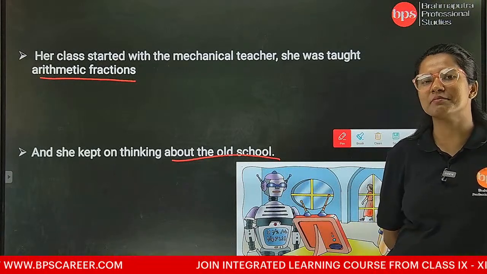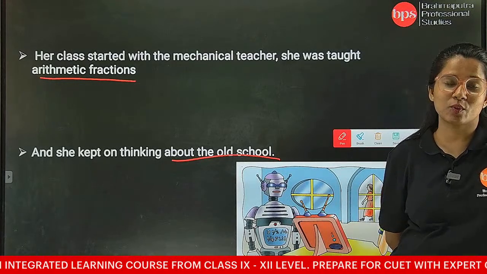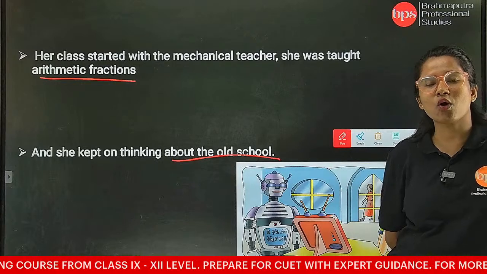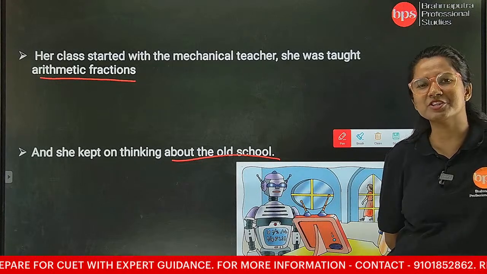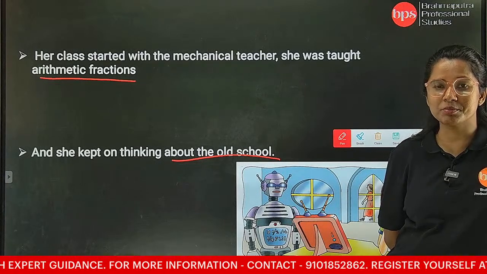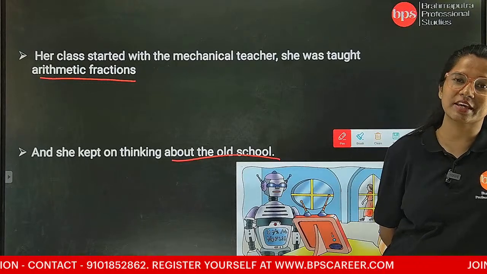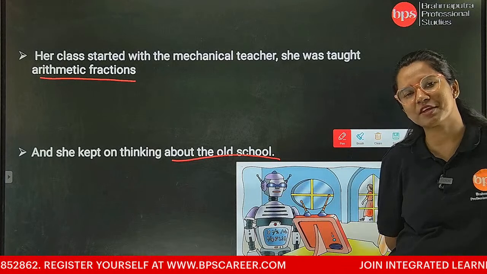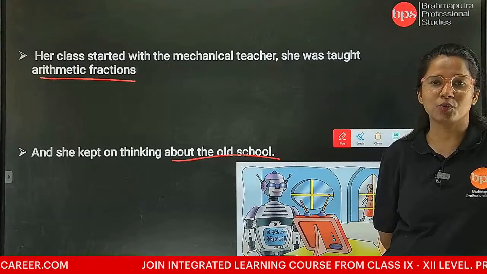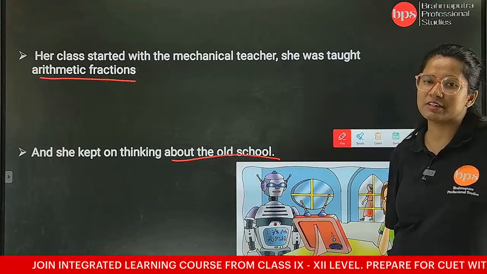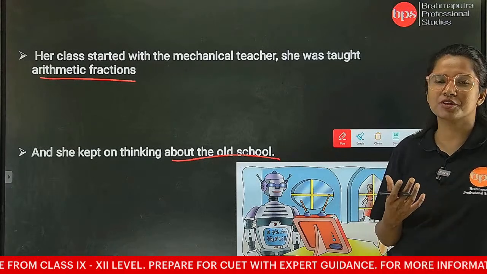So when she is in her dreamland, Margie is actually thinking about all the things related to the old school, where the teacher was an actual human being and he used to deliver classes. He used to be strict, and at the same time he used to be a friend for the students.